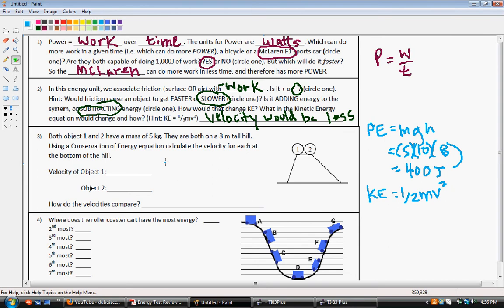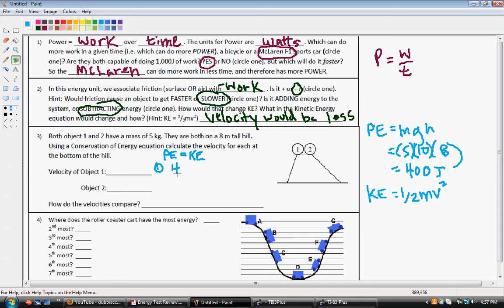So we can actually say that the potential energy we have at the top is equal to the kinetic energy we have at the bottom, right? Because there's no friction, it doesn't tell us that there's friction, so we can say the potential and the kinetic are equal. So we know the potential energy is equal to 400 joules, because we already calculated that. Let's do this for object 1, okay?